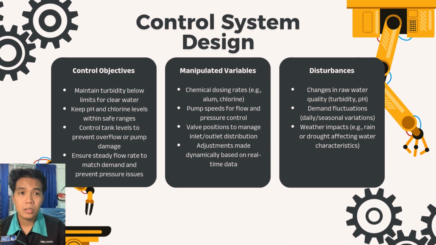Okay, next, control system design. The objective of control system design is first, maintain turbidity below limits for clear water. Second, keep pH and chlorine levels within safe ranges. Third, control tank levels to prevent overflow or pump damage. Last, ensure steady flow rate to match demand and prevent pressure issues.